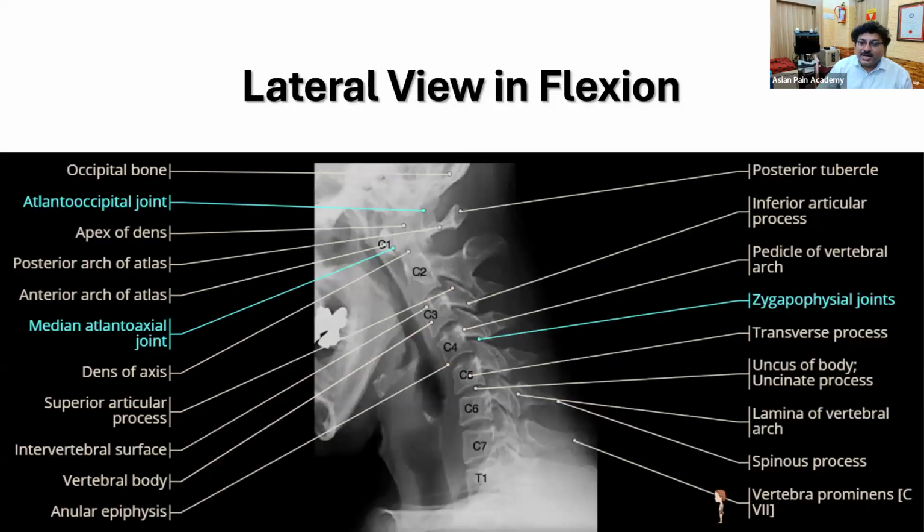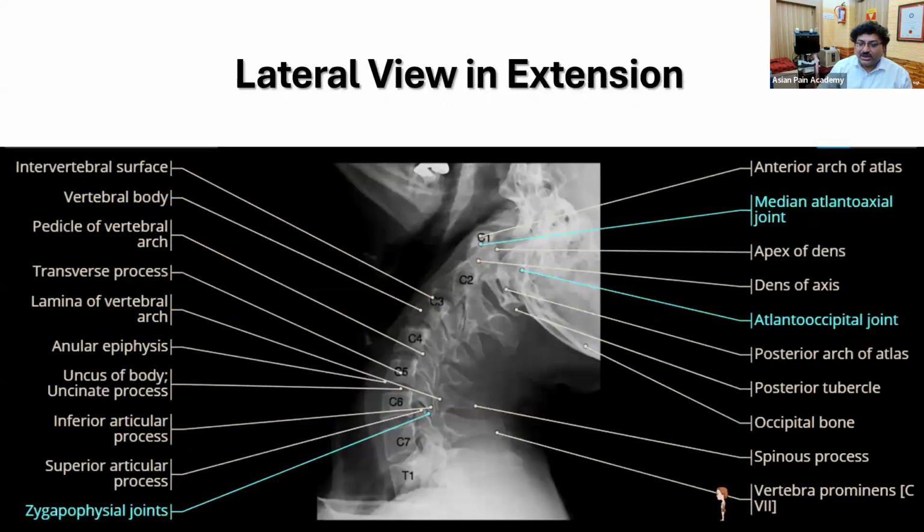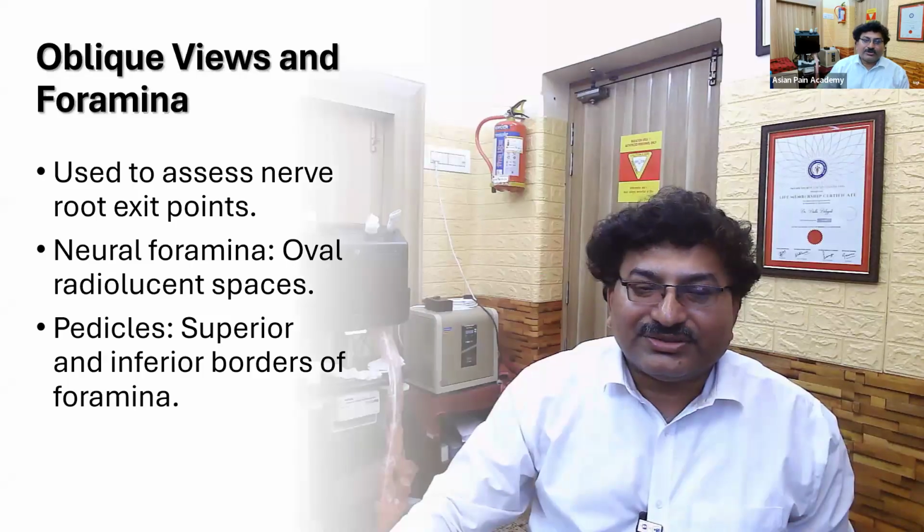So here we have to check in flexion and extension as well. Especially if you are seeing any alignment abnormality, we have to check under flexion and also extension, because what might happen in case of spondylolisthesis, one vertebra may move over the other, giving rise to radicular pain also.